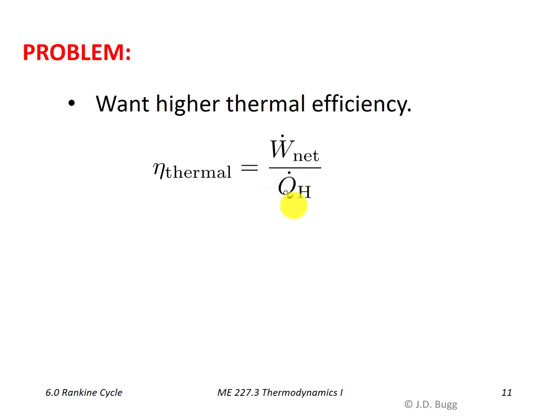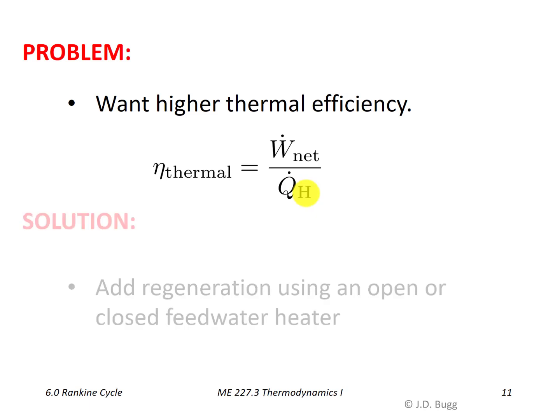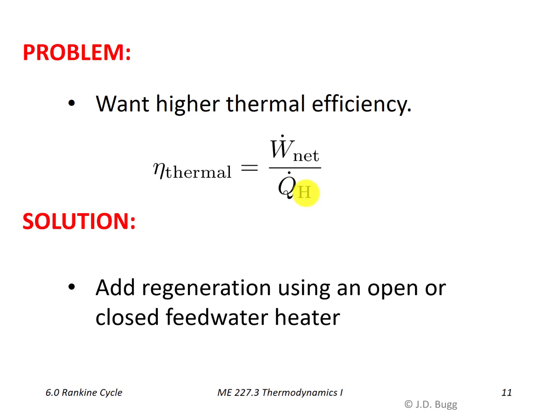So notice we're adding heat to this system in the steam generator, and if we have reheaters in operation, we're also adding heat in those reheaters. And the net work is going to be the work that the turbines produce plus the work that is required by the pump, which of course will be negative. So the net work divided by the heat supplied. Well, this brings us to the concept of regeneration. So our solution to this is going to be to add regeneration to this cycle, and there's 2 different ways that we can achieve that, either with an open or a closed feed water heater. So we're going to talk about both of these new components next.